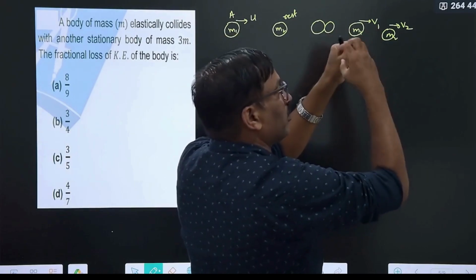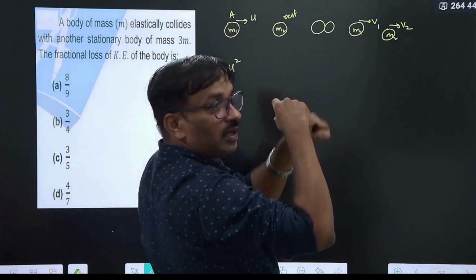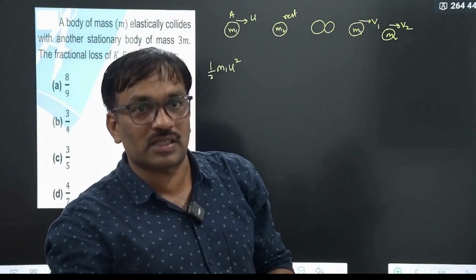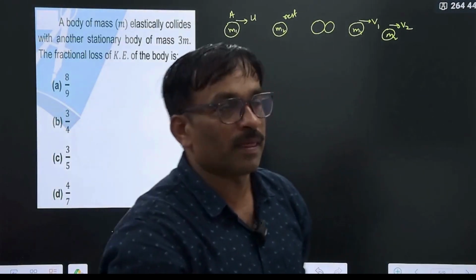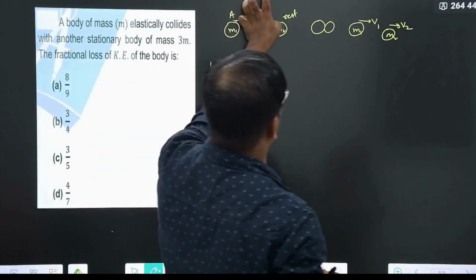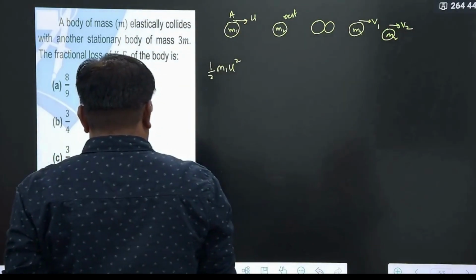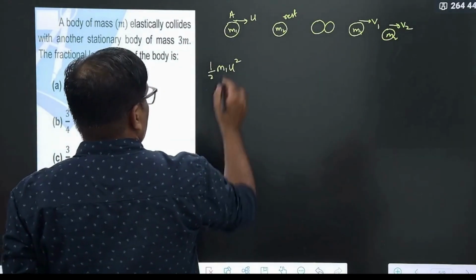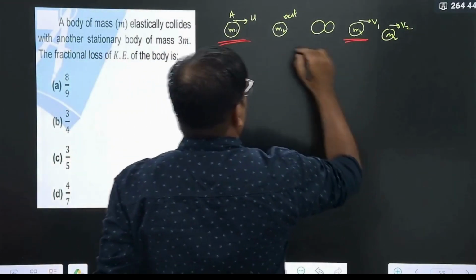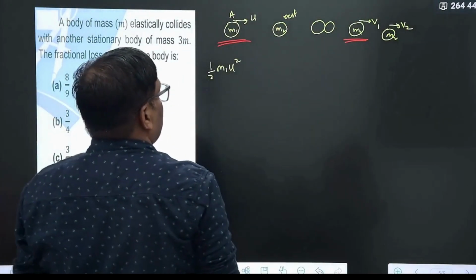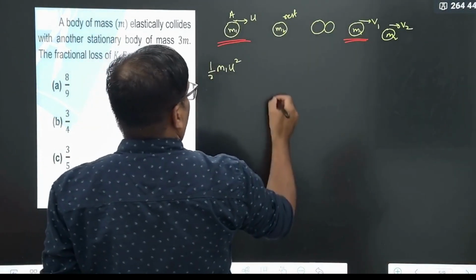Yes or no? Some amount of energy is lost for this one. See, in an elastic collision, energy loss is not there for the complete system, right? So the initial total energy and final total energy will be the same. But if you are talking only about this one object, it has this much energy initially, and finally this much energy. This is your initial kinetic energy and final kinetic energy.